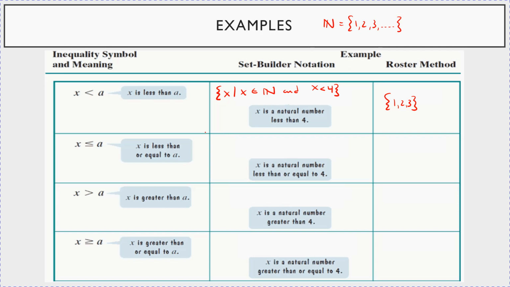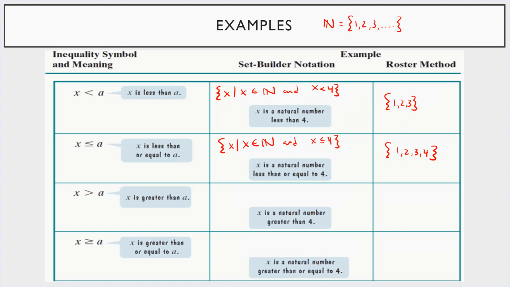All right, so this one here, x is less than or equal to a. This is an inequality where you can include a. So x is a natural number less than or equal to 4. In set builder notation, x such that x is an element of the natural numbers and x is less than or equal to 4. Well, what numbers would that be? Because it can be less than or equal to 4, it could be 1, 2, 3, or 4. Obviously for these examples roster method is easier, but set builder notation also perfectly defines the set.